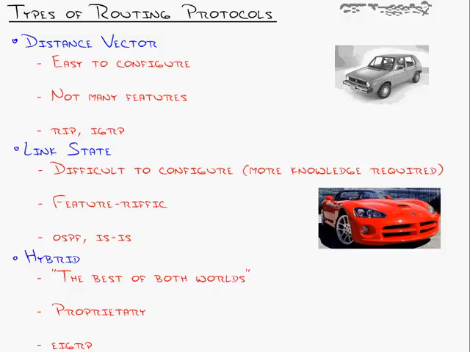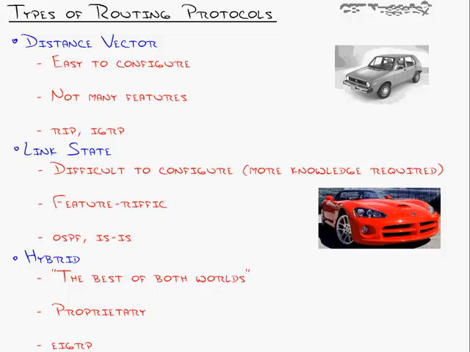The two examples of distance vector routing protocols are RIP and IGRP. The RIP protocol we set up in ICND1, IGRP is gone. Cisco has officially discontinued support for IGRP. It's not even in the newer IOS versions. That's because nobody really used it. They moved on to link state.